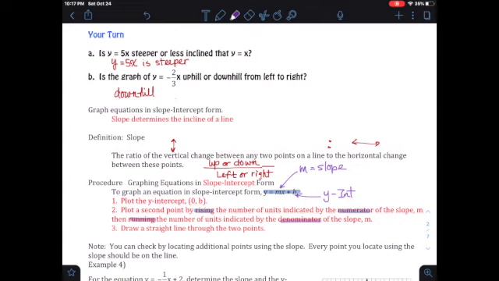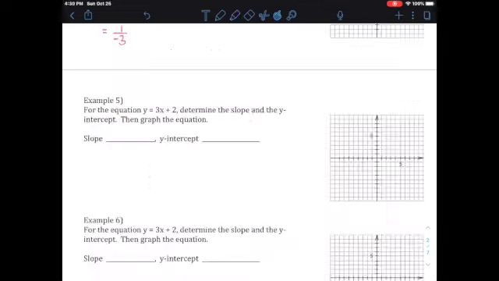If you're using an iPad, please use the straight line function. Example number 5. For the equation y equals 3x plus 2, determine the slope and the y-intercept. Then graph the equation.